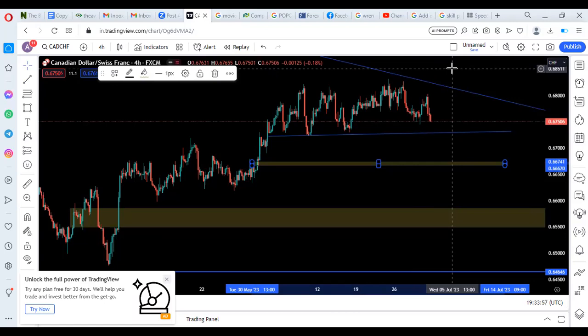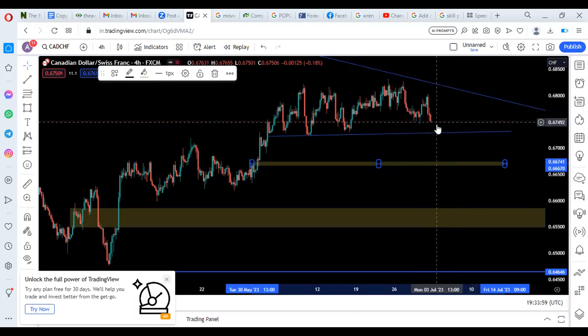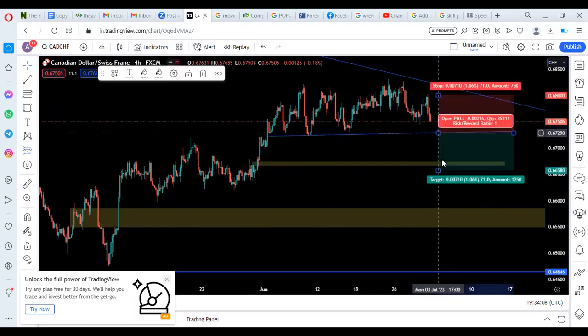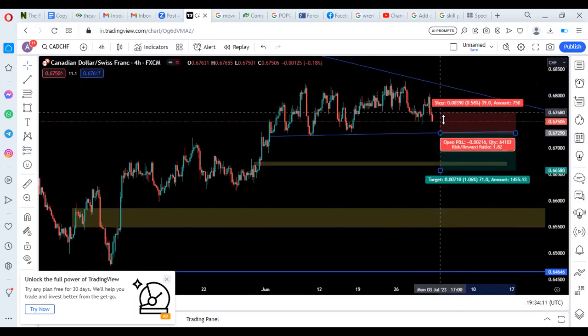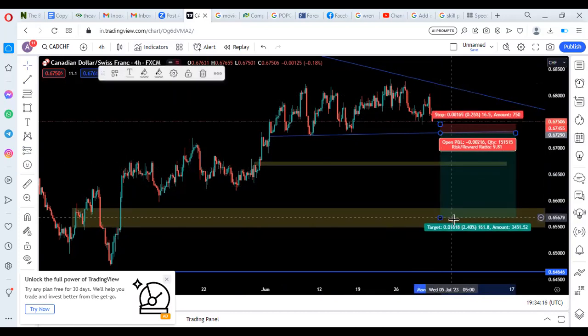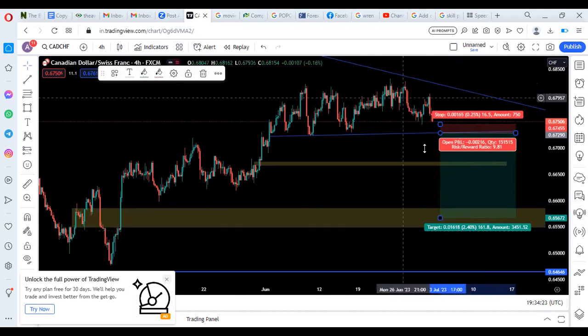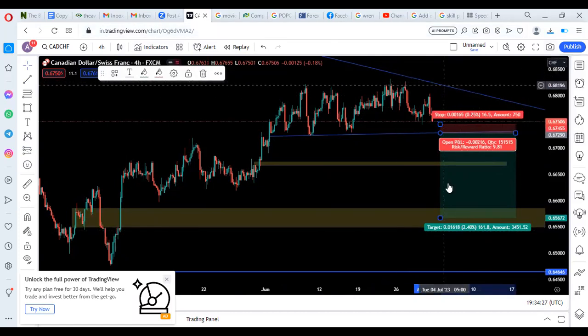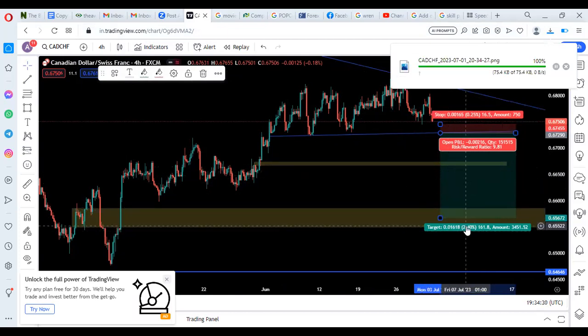That's confirmation number 3. So for me to sell to this level, let me look at how many pips is going to take me to sell to that level. So if I short from this place to this place, I should be having minimum of 161 pips, 8 pip debt. So can you see 161 pips, 8 pip debt? So let me download this image.